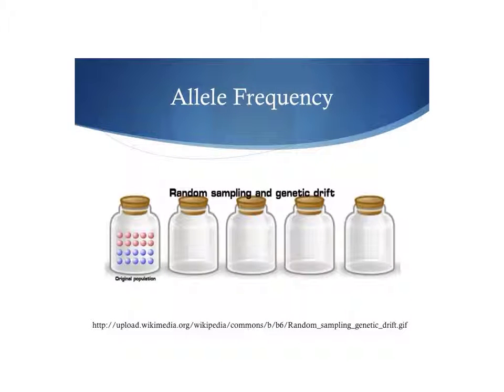So if you remember from our heredity unit, an allele is just a version of a gene. So here in red, we have one version of the gene, the red allele, and the second version of the gene in blue, the blue allele.